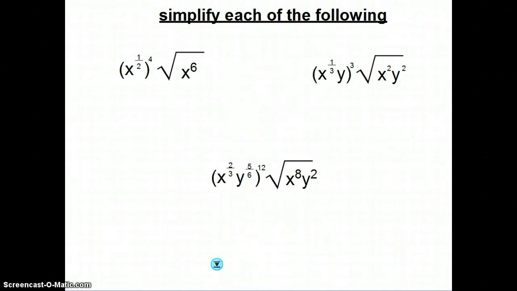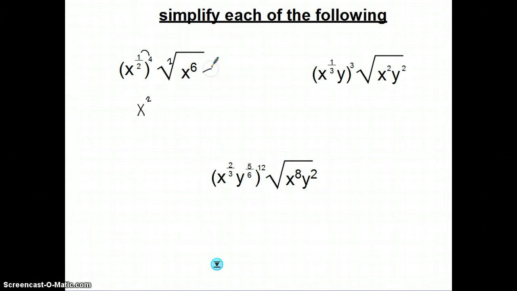For our last slide, we're going to simplify slightly more advanced expressions. To simplify this first piece, we need to remember that raising an exponent to a power tells us to multiply the exponents together. So 1/2 raised to the 4th, I multiply those two to get x to the 2nd power. I am now taking the square root of x to the 6th power. So I'm looking for how many groups of 2 can I make from x to the 6th.